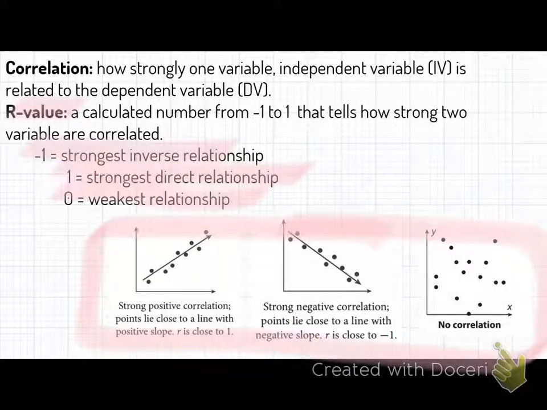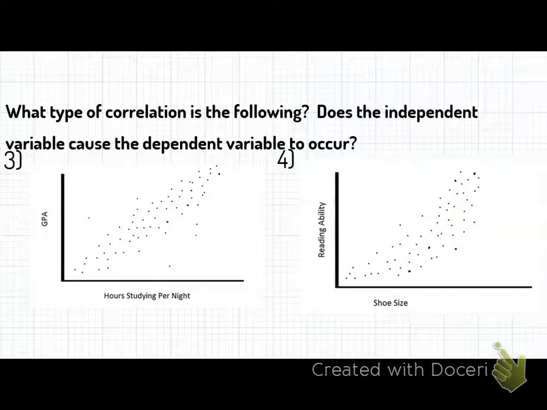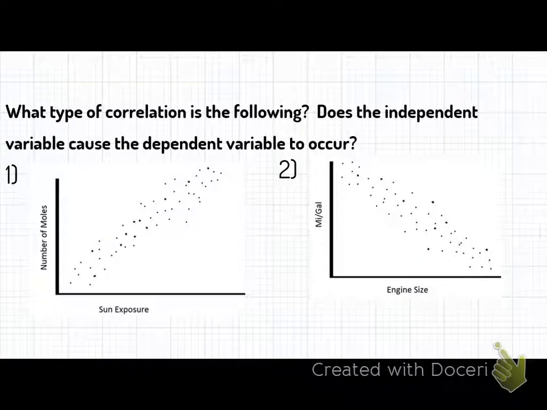Let's keep going here. Oh, I'm sorry. That's not what I want. That's number 3, the answer to number 3. Here we go. Number 1 and 2. Okay?